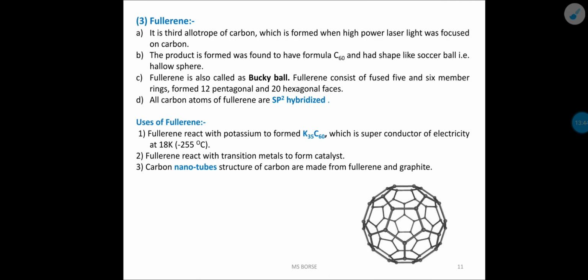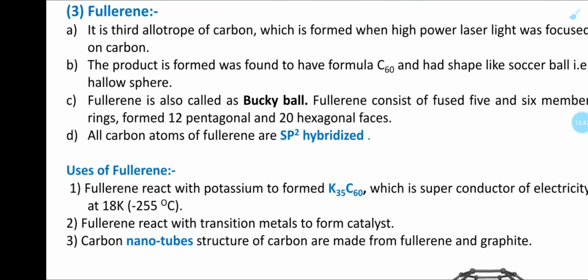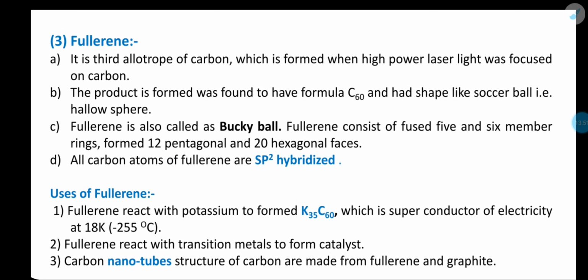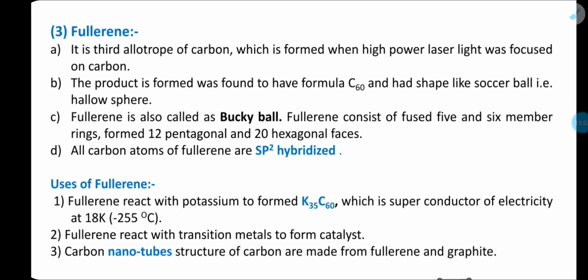The next covalent solid is fullerene. This is not a naturally occurring covalent solid, but a laboratory synthesized compound, fullerene, or we can say carbon. It is a third allotrope of carbon, which was synthesized when high power laser light was focused on carbon.